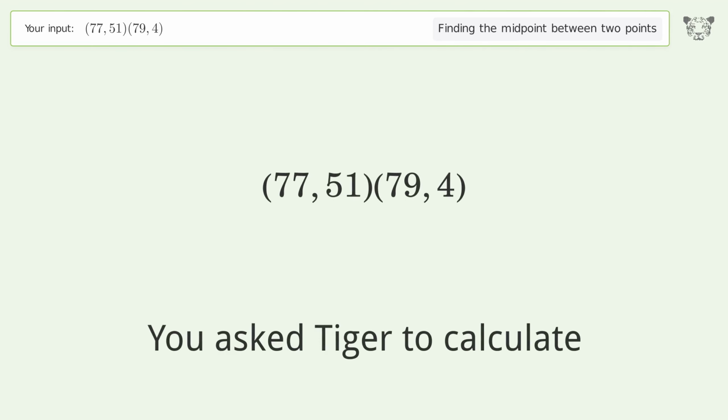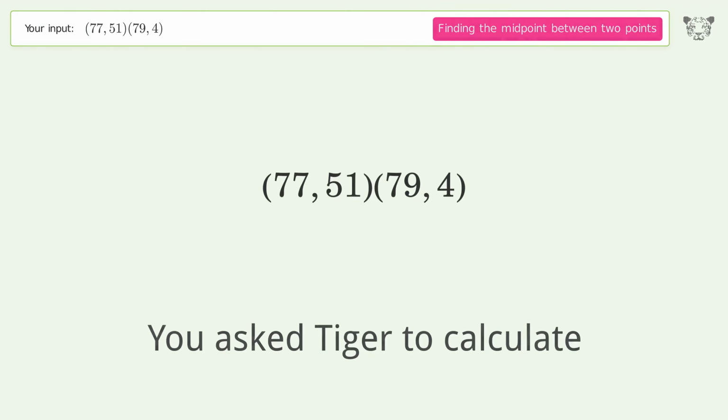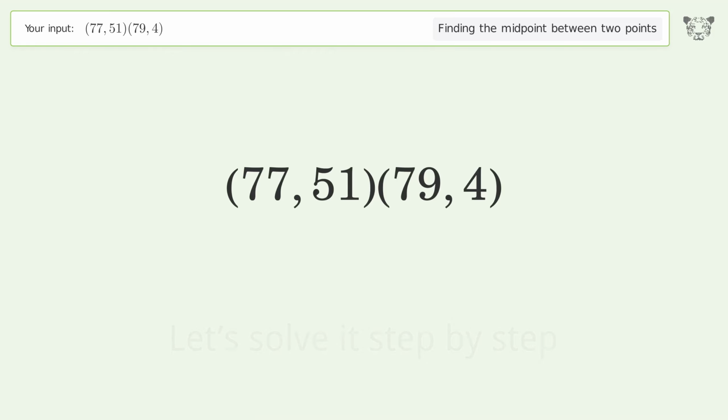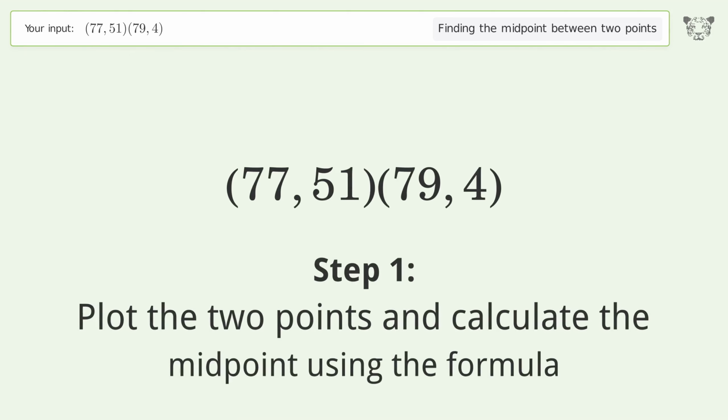You ask Tiger to calculate. This deals with finding the midpoint between 2 points. The midpoint between the 2 points is (78, 27.5). Let's solve it step by step. Plot the 2 points and calculate the midpoint using the formula.